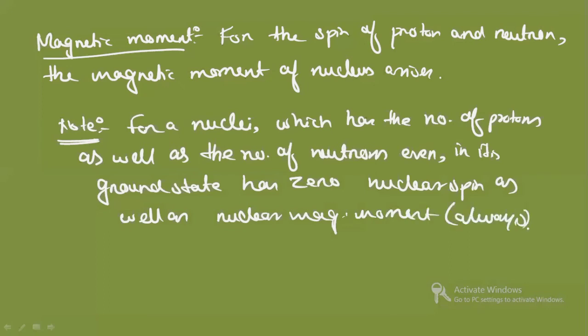All right, so whenever there are even numbers of protons and neutrons, in that case the nuclear spin will be zero, and the magnetic moment will also always be zero. All right, now you see, if there are odd nuclei, in that case how will we find the magnetic moment? Let's see that.